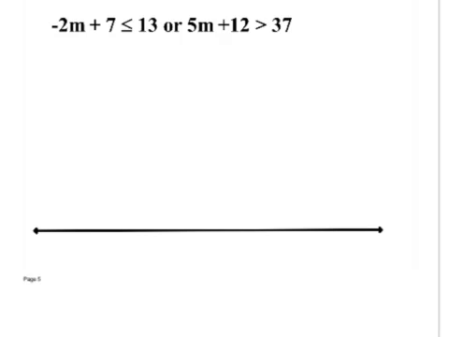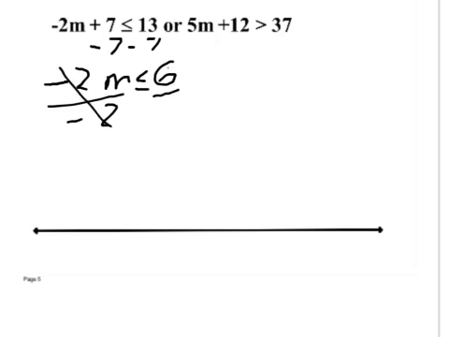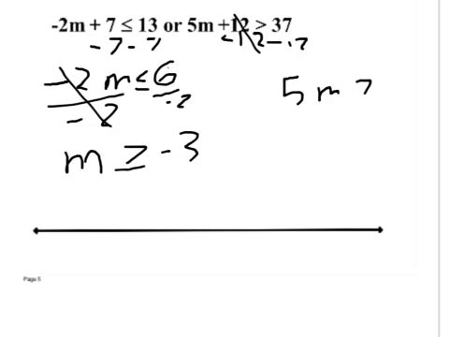Write these two down. The inequalities are -2m plus 7 is less than or equal to 13, and the other one is 5m plus 12 is greater than 37. So we solve both. We subtract 7 on both sides. This gives me -2m is less than or equal to 6. I divide by -2, and I change the sign because I divided by a negative number, so m is greater than or equal to -3. I solve this one as well. I subtract 12 from both sides. 5m is greater than 25. Divide by 5. M is greater than 5.